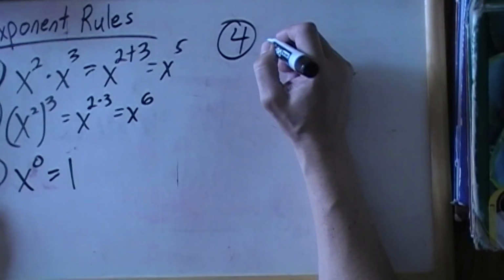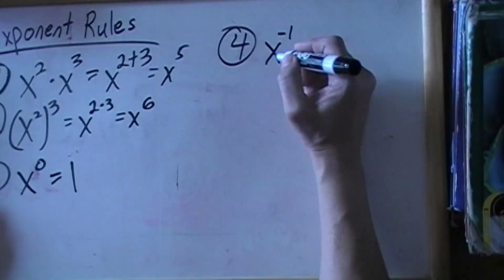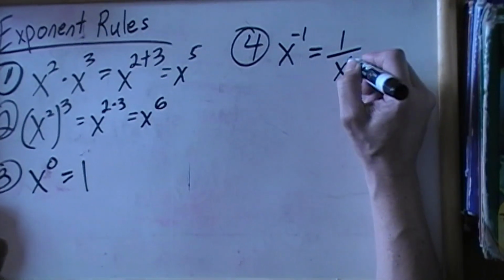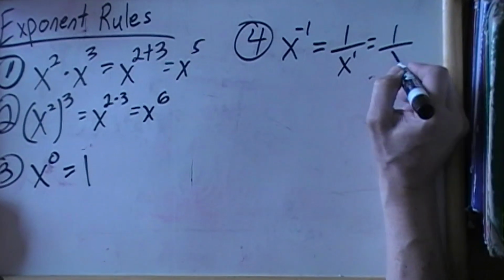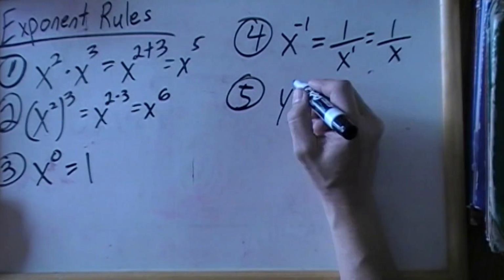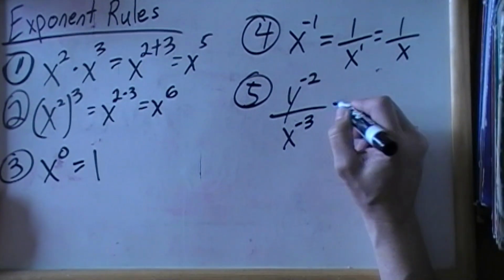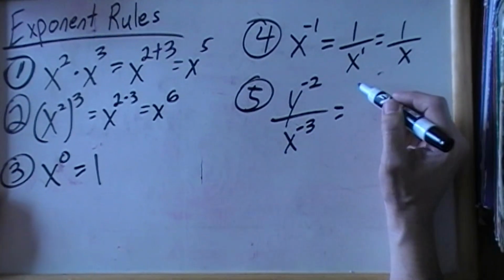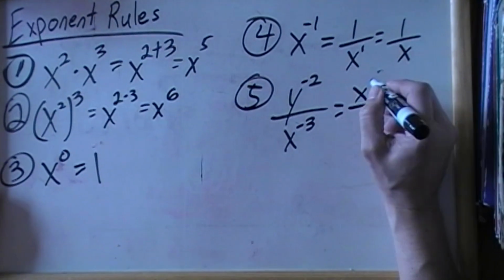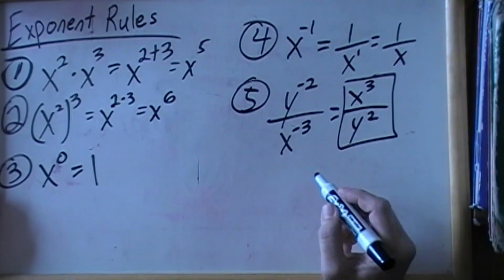Fourth thing we have going on, this little x to the negative 1 right here, this negative 1 is powerful. It makes it move all the way from here to the bottom of the fraction, become x to the positive 1, which is the same thing as 1 over x. Well, then we have the fifth thing going on here. We have y to the negative 2 over x to the negative 3rd. This goes up to the top, this one goes down to the bottom and becomes positive. X to the 3rd over y to the 2nd power, just like that.